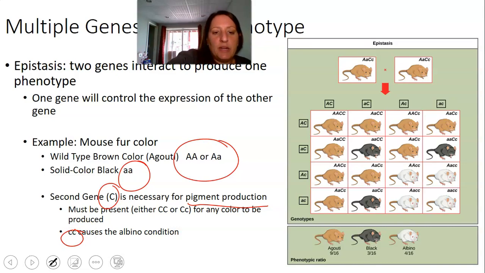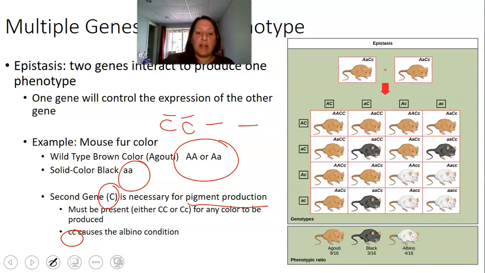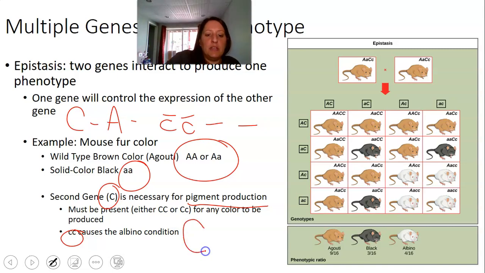Okay, so let me write this really quick. So little c, dash, dash. Doesn't matter what's there. It could be big A, it could be big A, or it could be little a. In any of those three cases, we're going to get white mice. Okay. The only way to get a brown mouse is big C dash, big A dash. And the only way to get a black mouse is big C dash, little a.